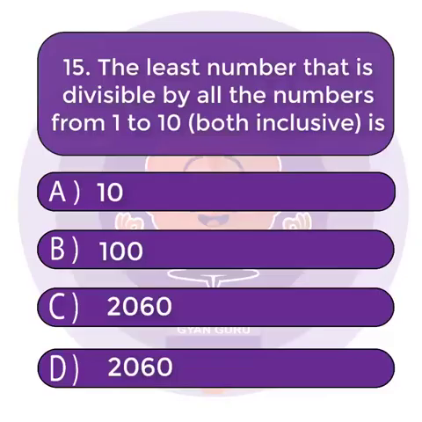The least number that is divisible by all the numbers from 1 to 10, both inclusive, is: a. 10, b. 100, c. 2060, d. 2520.